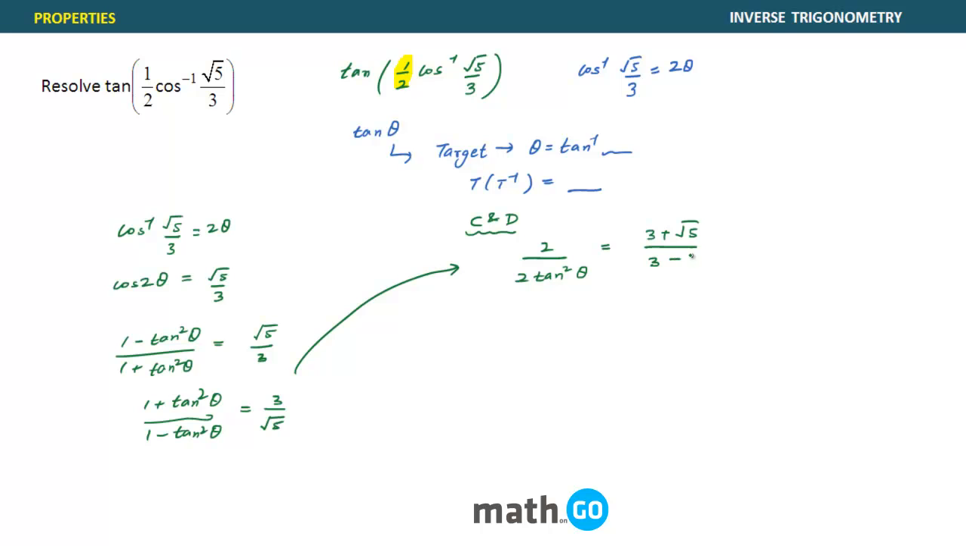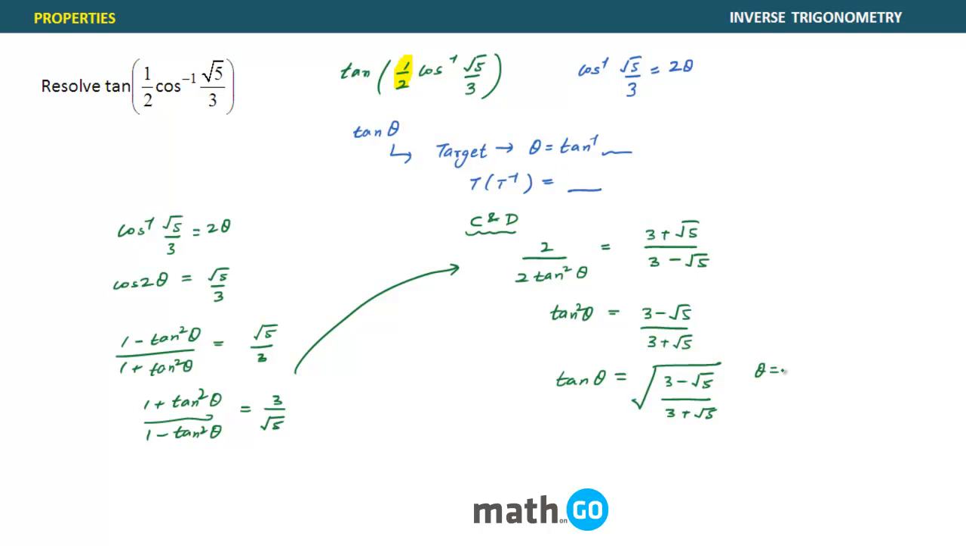Right, this is what you are going to fetch. And you can now easily say that tan square theta is nothing but (3 minus root 5) by (3 plus root 5). This is your tan square theta, and tan theta will be then the under root of all this, that is, the under root of (3 minus root 5) divided by (3 plus root 5).